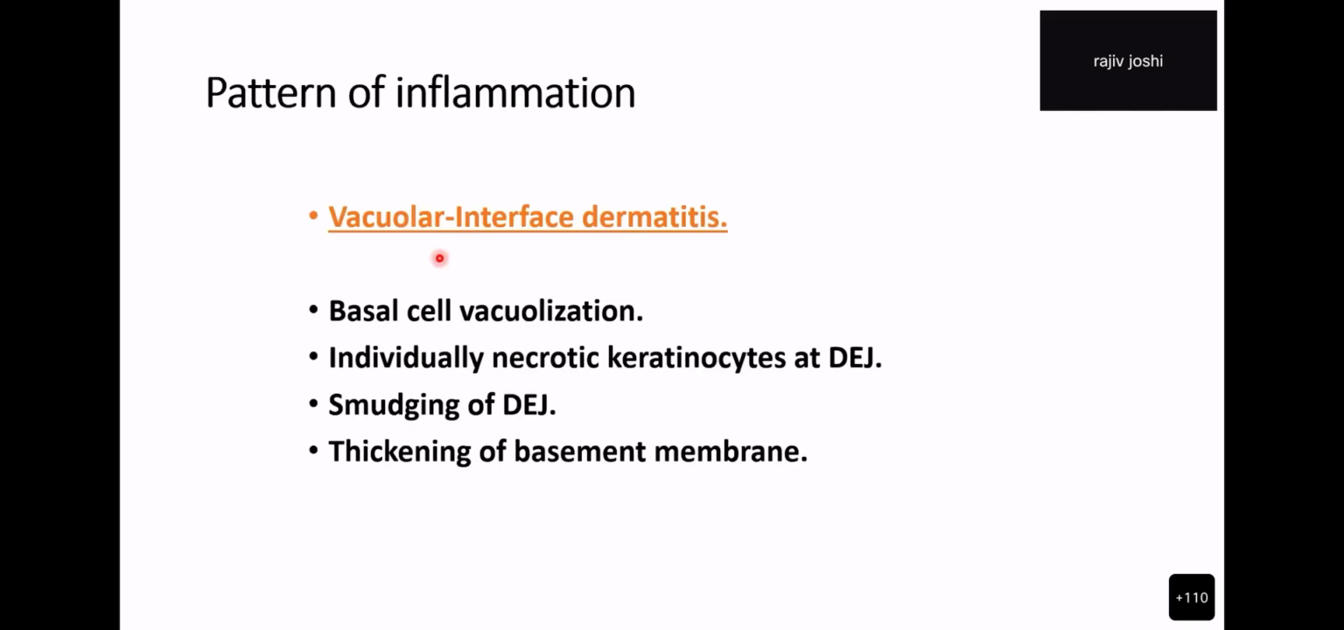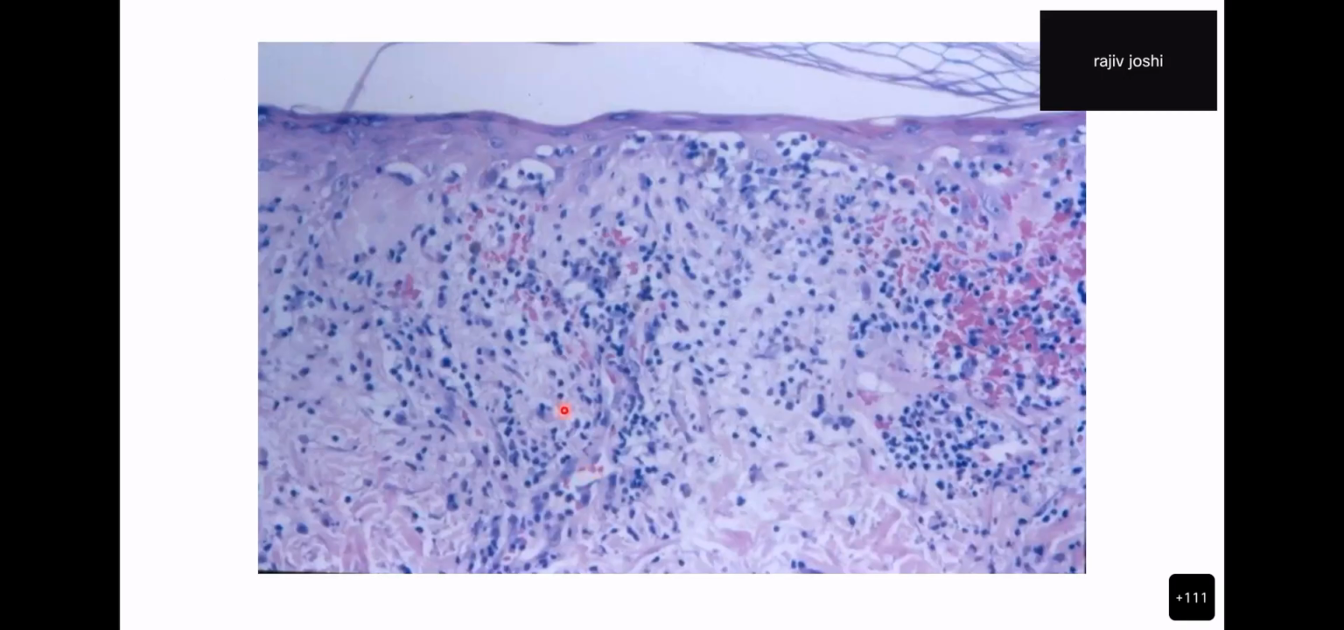So the pattern of inflammation would be vacuolar interface with basal cell vacuolization, individually necrotic keratinocytes at the dermoepidermal junction seen as colloid bodies, smudging of the dermoepidermal junction, and thickening of the basement membrane, which you don't see in early cases, you see in very long-standing, well-established cases. So this, as you see, is basal cell vacuolization with marked atrophy and a predominantly lymphocytic infiltrate in the papillary dermis.